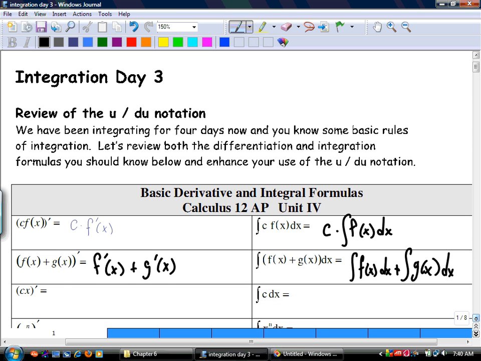The derivative of c times x is just c. The antiderivative of c dx is cx plus some constant d. You notice that one is the opposite of the other? What one does, the other one undoes? Yes?